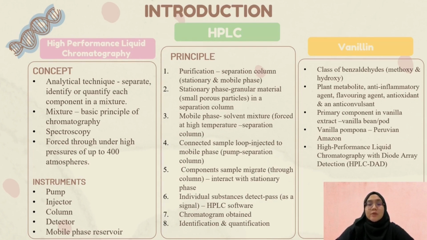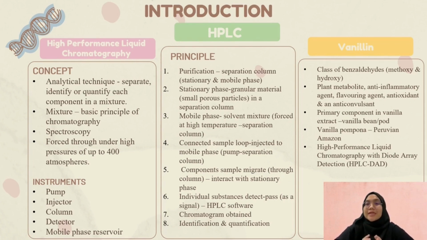The instruments used in this procedure include a pump, injector, column, detector, and mobile phase reservoir. All the software and the HPLC data system are also needed. For the principle of high-performance liquid chromatography, the first step is that the separation takes place in a separation column between a stationary and a mobile phase. What are the stationary and mobile phases?